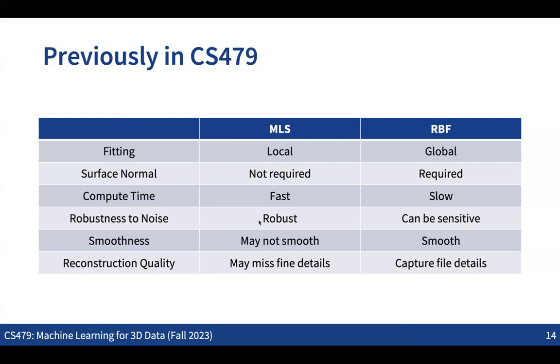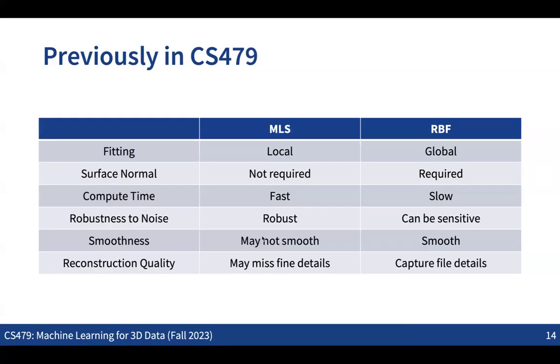And the moving least squares would be more robust to noise because it's not affected by all the points in the point cloud, while the radial basis function can be more sensitive to small noise because it's solving a global optimization. Also, typically the output of the radial basis function is smoother because of the representation, while the moving least squares may not be that smooth, but it also depends on how many orders of polynomial terms we use in the fitting process.